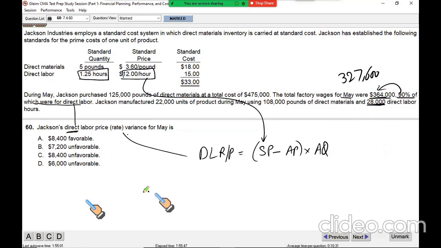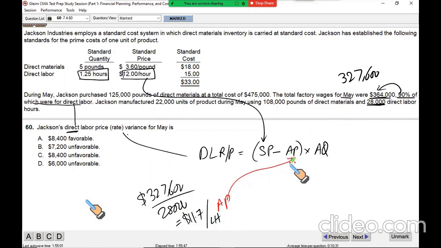So if we are paying $327,600 for 28,000 labor hours, what is the actual labor rate? 327,600 divided by 28,000. It is $11.7 per labor hour. Now, this is the actual price you paid, right? Standard price was $12 per hour. Actual price we paid to the labor was 11.7 per hour.